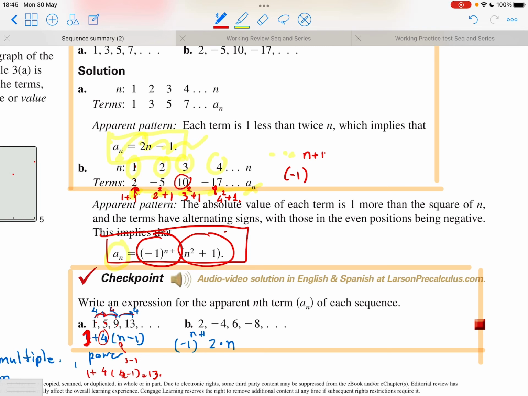Yeah. And then for B, it's alternating, and it starts with a positive, so it's minus 1 to the n plus 1. And then this is like 2 times 1, 2 times 2, 2 times 3, and so on. So the term here would be 2 times n.